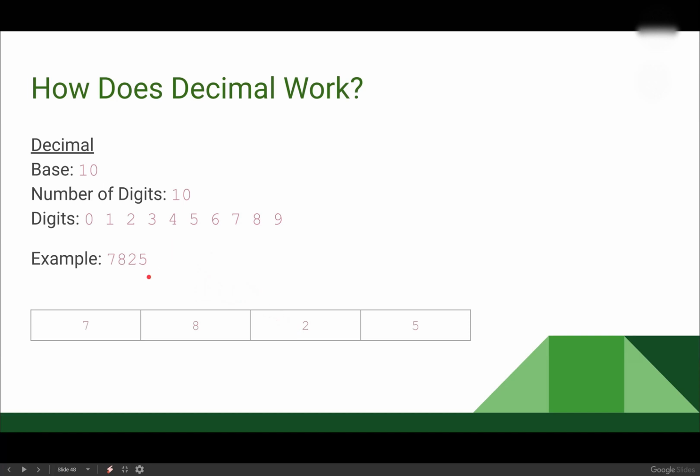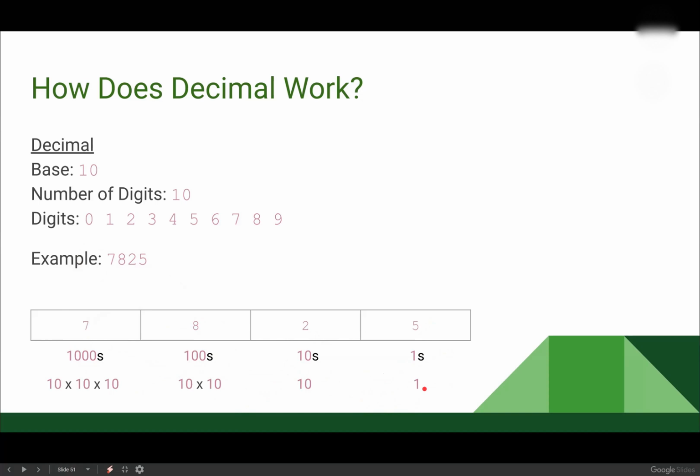7,825, we know we have a ones place, we have our tens place, we have our hundreds place, and we have our thousands place. So we have 7,800, 20, and 5. Each time we move up, we're going to multiply by a factor of 10, because 1 times 10 is 10, 10 times 10 is 100, 100 times 10 is 1,000.